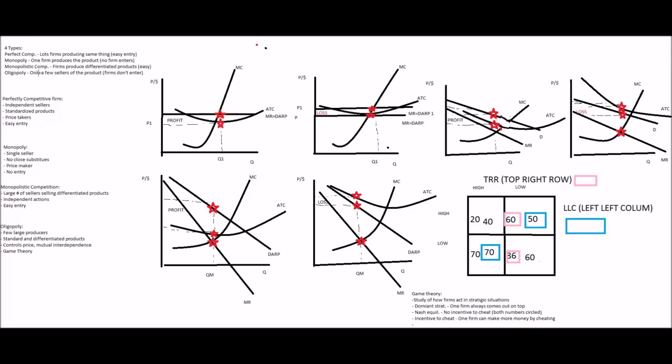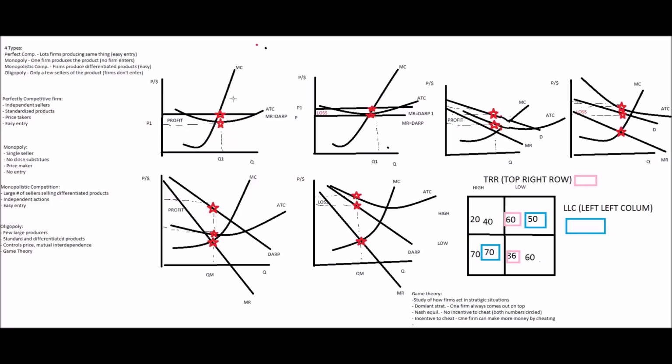Our last type of firm is an oligopoly. Only a few sellers of the product. Firms don't enter this as it's relatively close to monopoly, except there are a few producers. So you have your few large producers, standard and differentiated products, control of price with mutual interdependence between the firms, and game theory. And we're going to get to game theory in a little bit, but I want to go over these graphs for each of the types of firms.